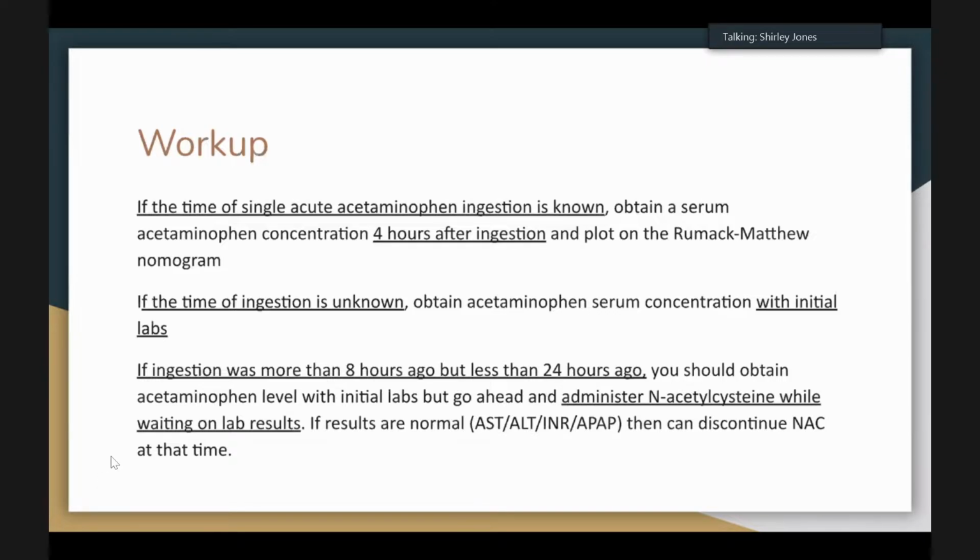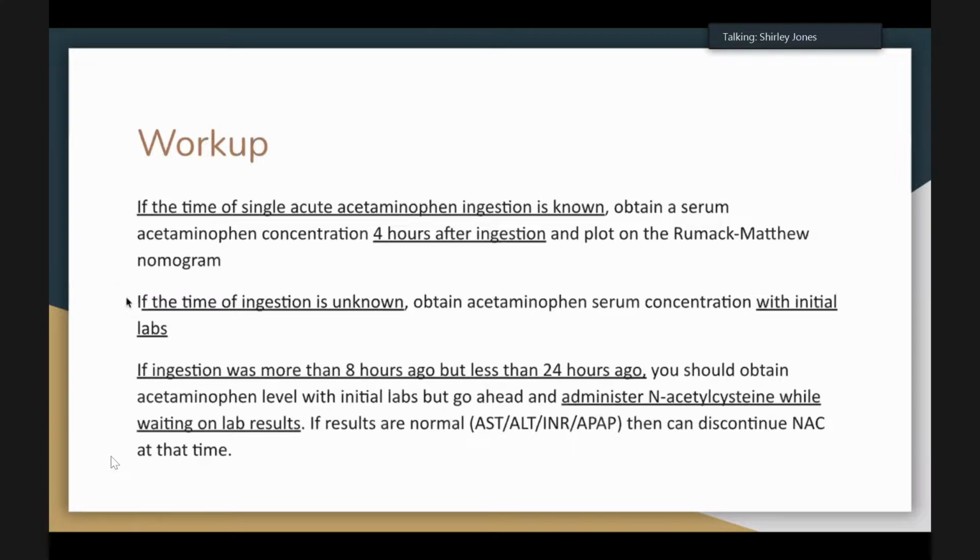If they tell you I took it 2 hours ago, then you do not draw your Tylenol level for another 2 hours because you cannot check your Tylenol level until 4 hours after ingestion, if you're going to use this Rumack-Matthew nomogram. So wait 4 hours, then check your level. If the patient does not know what time they took the medication, or if they're unreliable, then just check your Tylenol level as soon as they come in with all their initial labs.